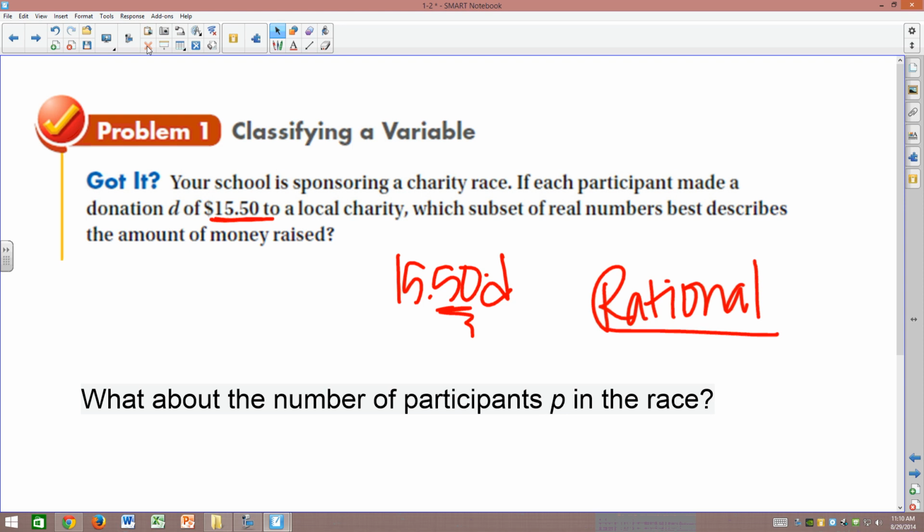All right. Well, how about the number of participants in the race? Well, can we have a half of a participant? No. Can we have a negative participant? Only in their attitude, maybe, because they don't want to run. Not a negative number of participants. So what kind of numbers can be participants? Well, I think the number 0 we need to think about. Can there be 0 people in the race? I mean, probably not going to happen, but is it possible? Yes. So I think that's most specific: 0, 1, 2, whole numbers. So those are whole numbers.